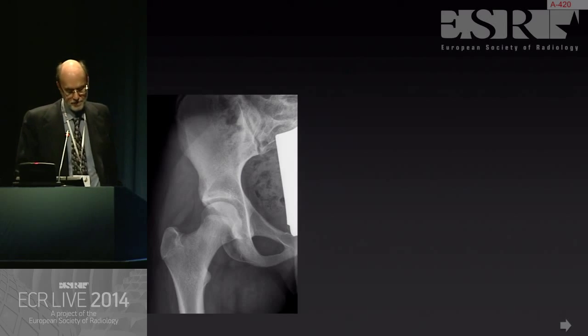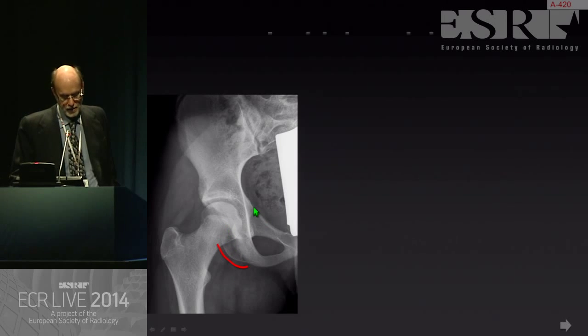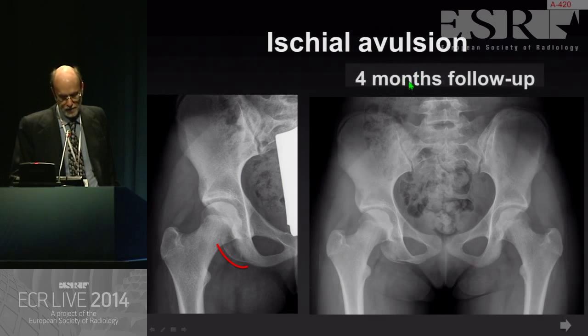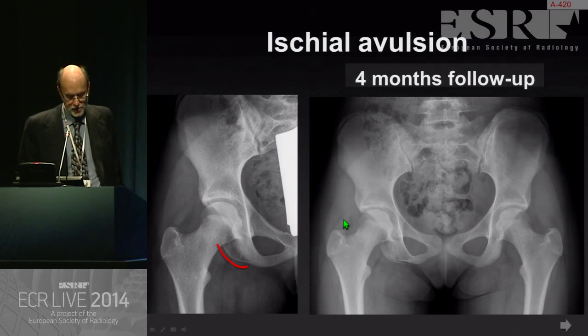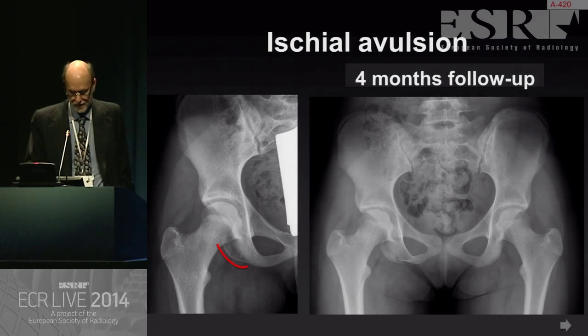What about this case? Well, this is a little bit different because there is displacement. So the outline of the bone is no longer preserved. There is a displacement. So this is an avulsion, and the 4 months follow-up showed some sclerosis and some healing of this avulsion, ischial avulsion on the right. So sometimes there are clear signs to differentiate normal from abnormal, as in this case.